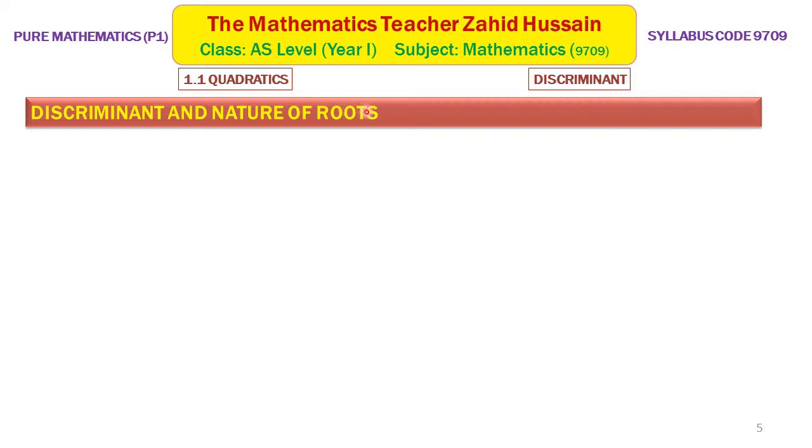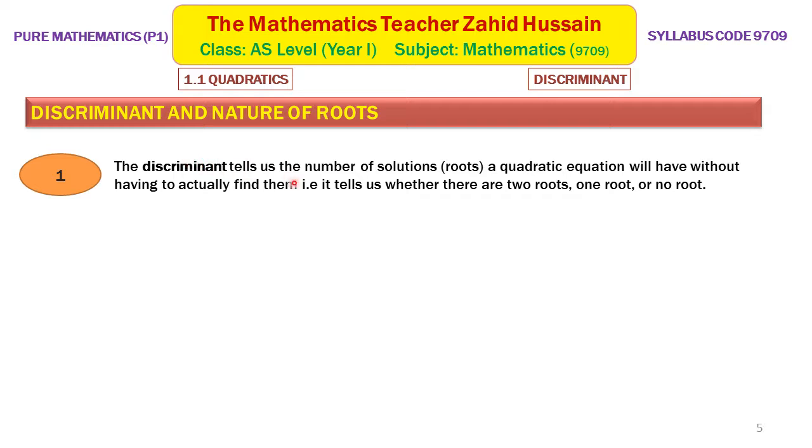Discriminant and nature of roots. How can you determine the nature of roots without solving the equation? The discriminant tells us the number of solutions of a quadratic equation without having to actually find them. That is, the number of roots, number of solutions of the quadratic equation can be determined by using the discriminant without actually finding the roots or without actually solving the equation.